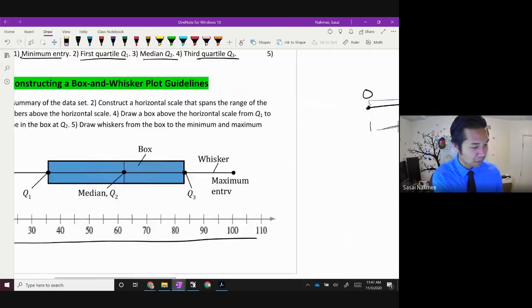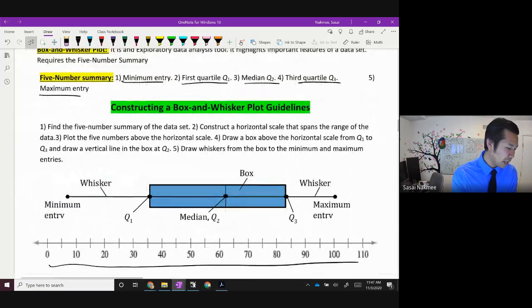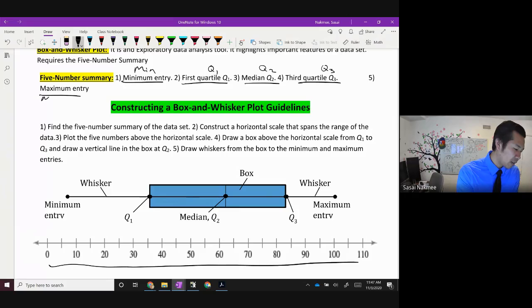Okay, anyways, how do you construct your box and whisker? Find your 5 numbers. Find your minimum, find your Q1, find your Q2, find your Q3, and then find your max.